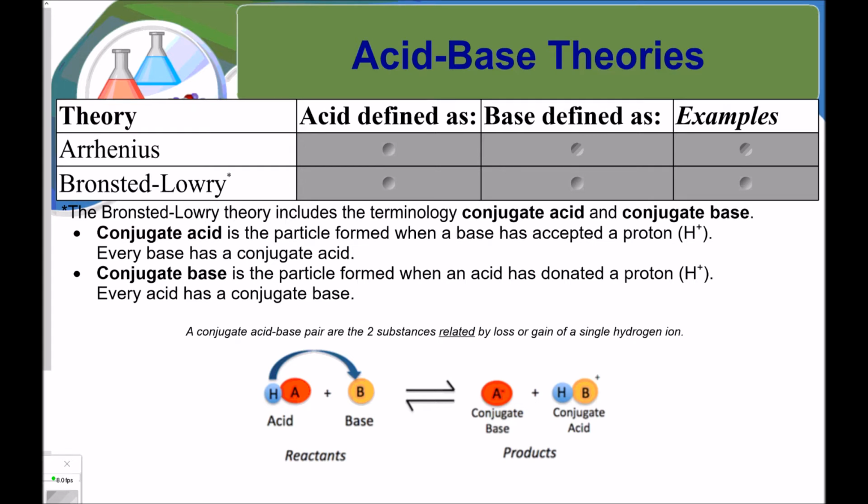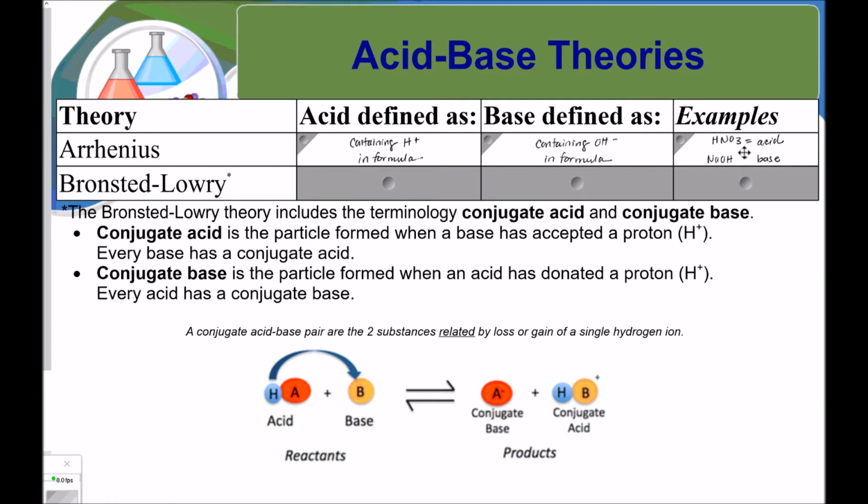The first theory we need to know is the Arrhenius theory, which defines an acid as containing the hydrogen ion in the formula and a base as containing the hydroxide ion in the formula. So some examples are nitric acid and sodium hydroxide.